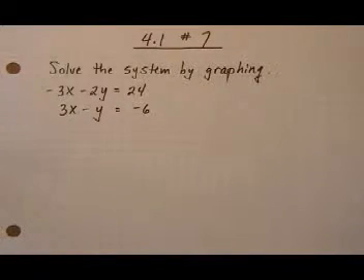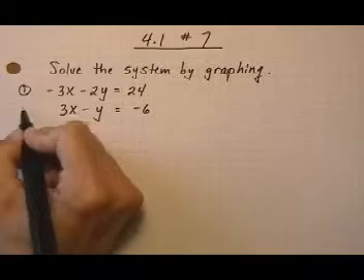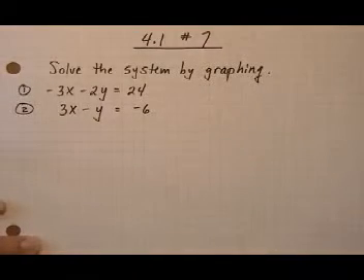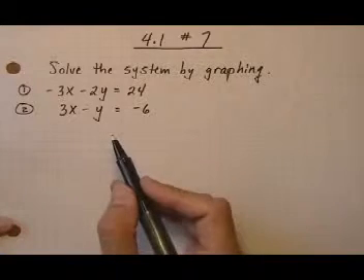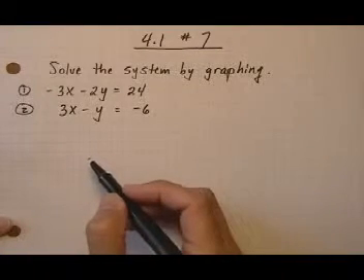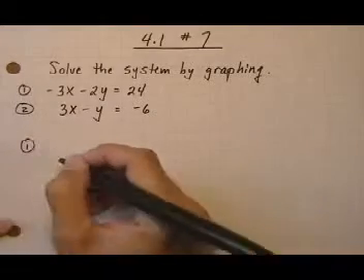4.1 number 7. Solve the system by graphing. We have two linear equations here, so let's call them equation 1 and equation 2. So what we're going to do is make an XY chart for each equation separately, find some points, and then graph the two equations on the same axes. So let's start with equation 1.